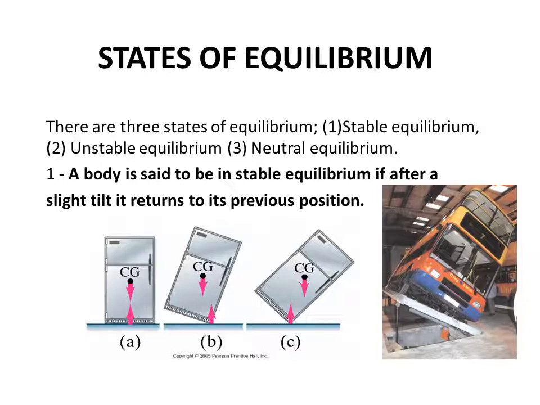Consider a book lying on the table. Tilt the book slightly about one edge by lifting it from the opposite side. It turns to its previous position when set free. Such a state of a body is called stable equilibrium. A body is said to be in stable equilibrium if after a slight tilt it returns to its previous position.